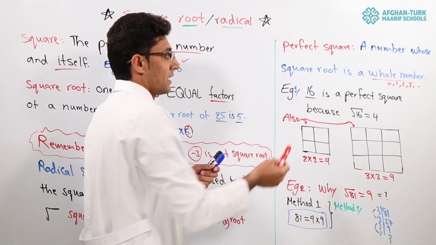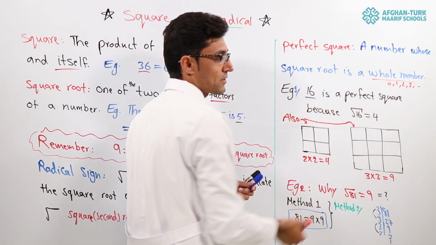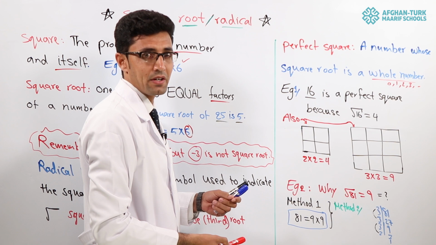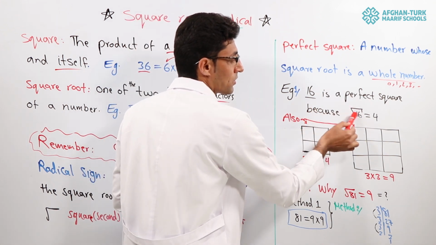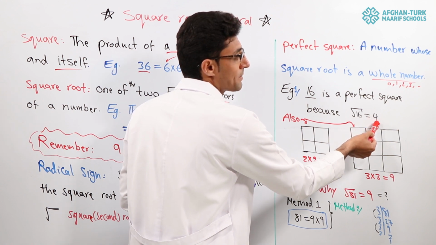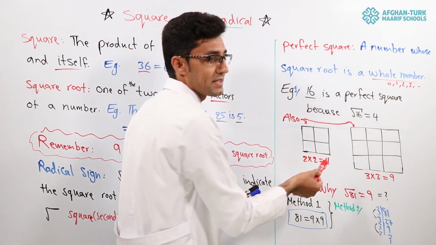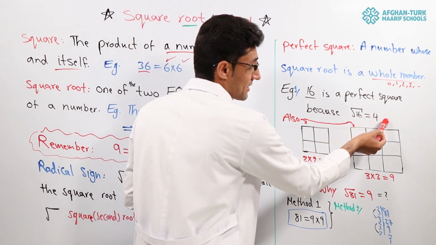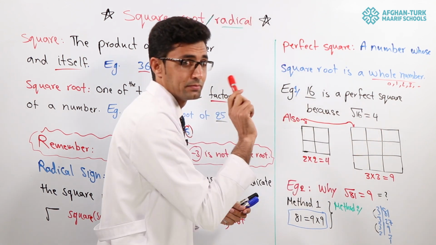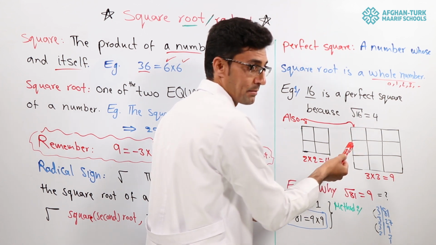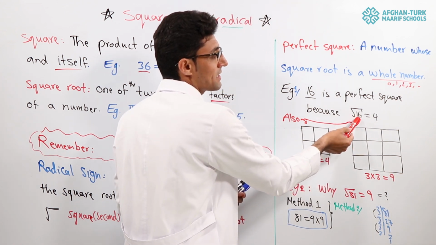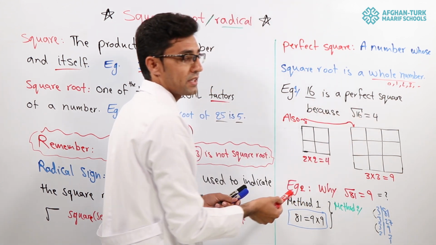How? 16 is a perfect square. Why? Because the square root of 16 is 4. It means 4 multiplied by 4 is 16. Is it a decimal number? No. It is a whole number. So it means that 16 is a perfect square.